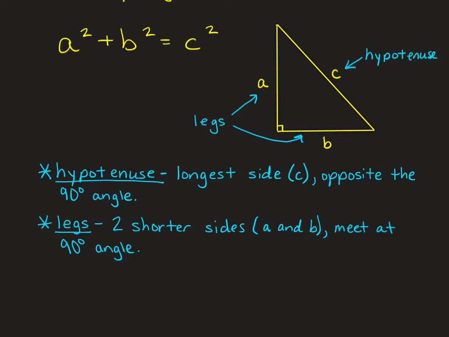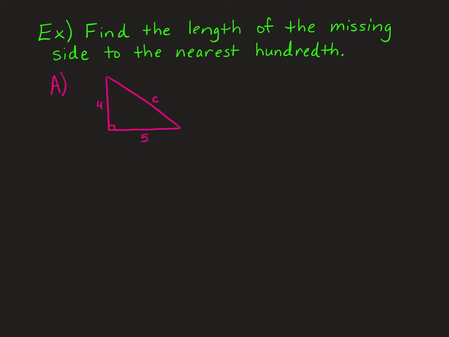Also, we will further discuss where we get the Pythagorean theorem tomorrow in our next lesson, but for today, we're just going to practice with it. For our examples, we're going to find the length of the missing side to the nearest hundredth.